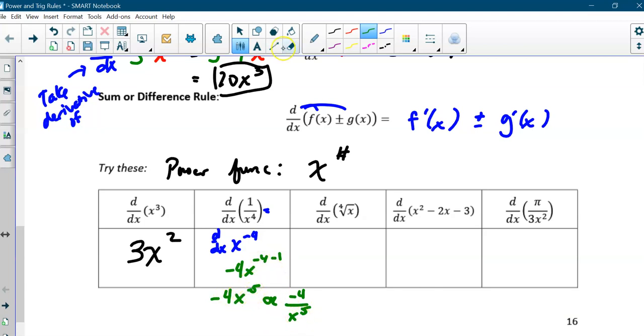We've had a lot of students in the past that have thought that negative 4 minus 1 is negative 3. Please be careful with that kind of problem.